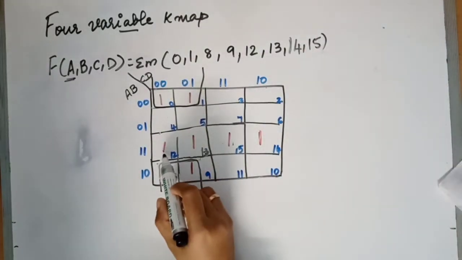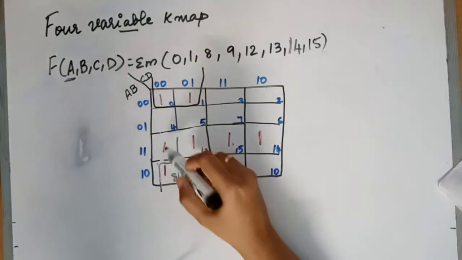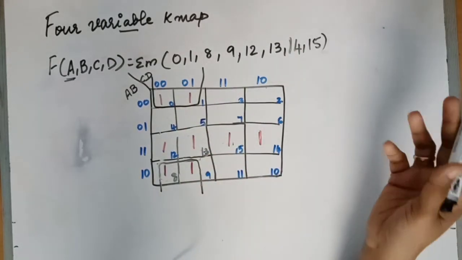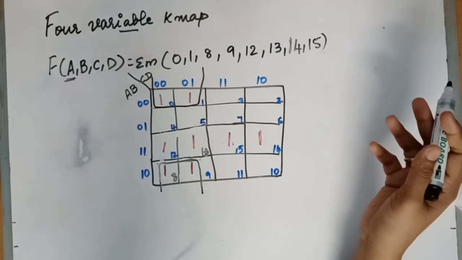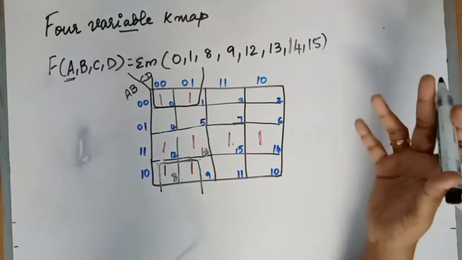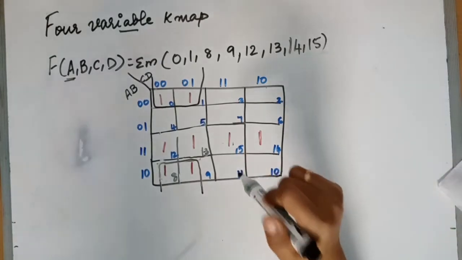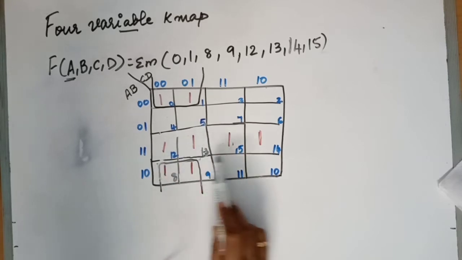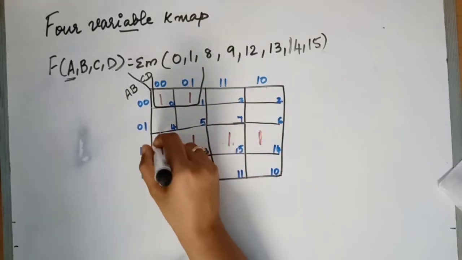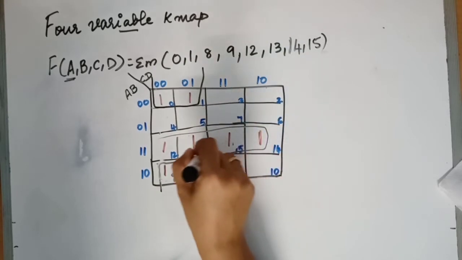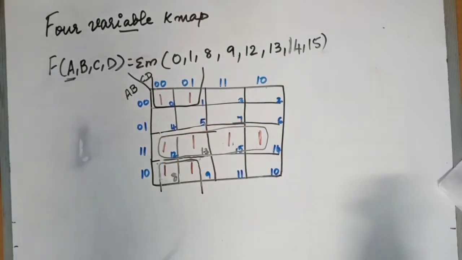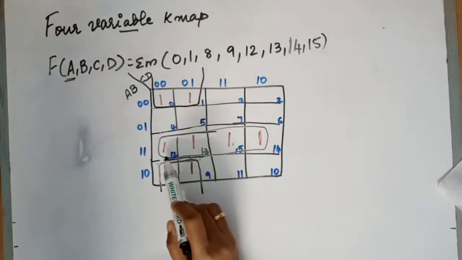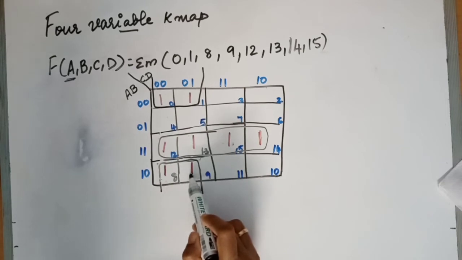Now how do you group these 2 ones? In the earlier case we grouped these 4 ones together because there was no other way to group it as a quad or maximum number of ones in the group. But now in this particular case, in order to group these 2 ones, you can group it as a quad like this. Yes. So this is the best possible way. So there is no need to group these with these 2 ones.